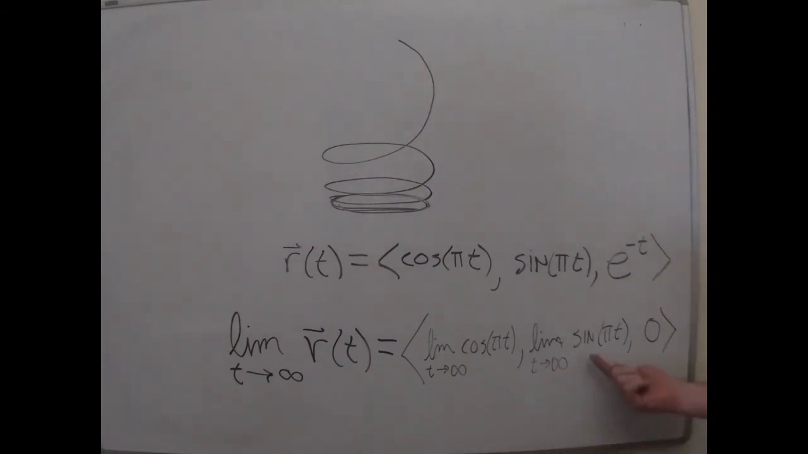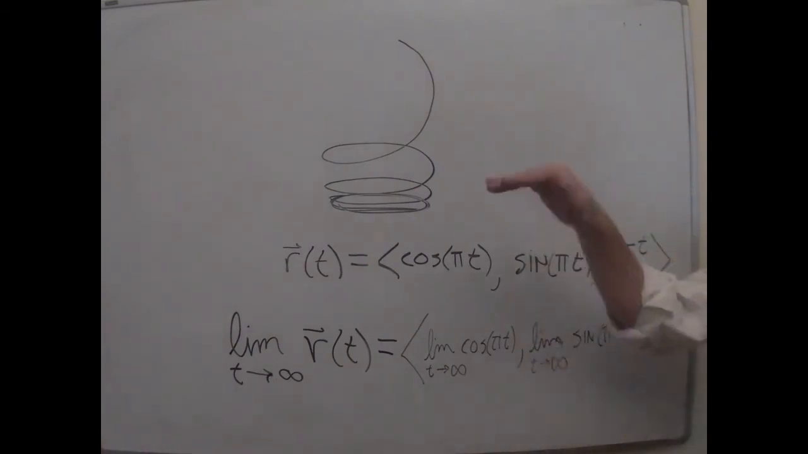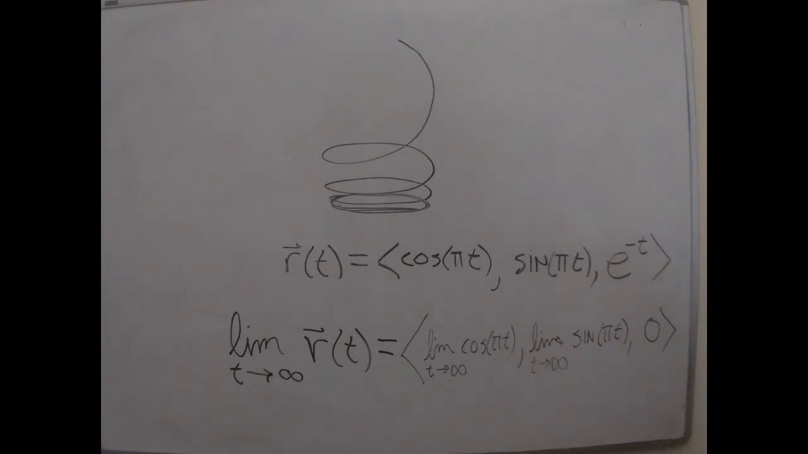Is there a limiting value to the sine of pi t, or just think sine of t? No, the sine curve keeps going up and down, it's a wave. So this never approaches any particular value. It constantly goes as low as -1 and as high as +1, back and forth between those values. No limit there. No limit here. The way I usually write this is to say DNE, does not exist.